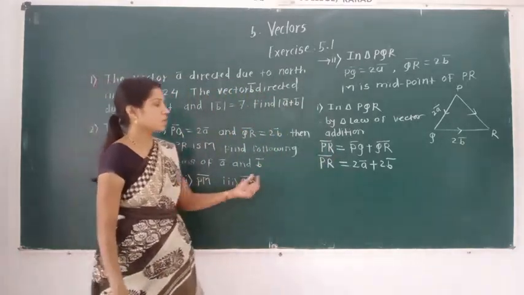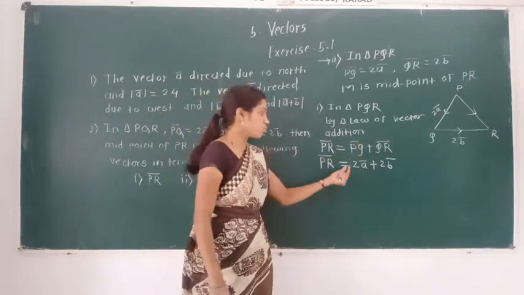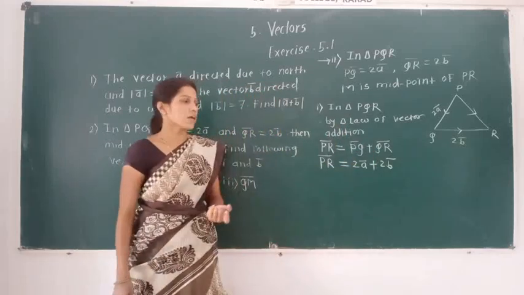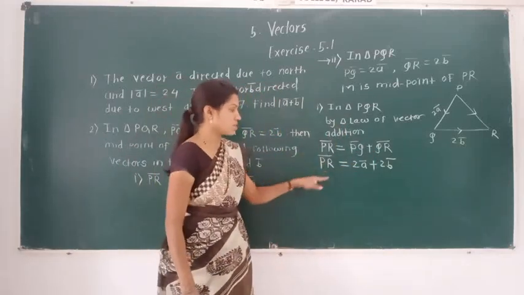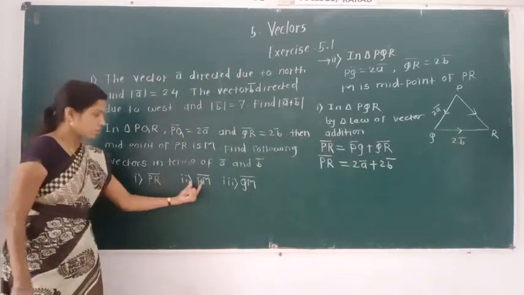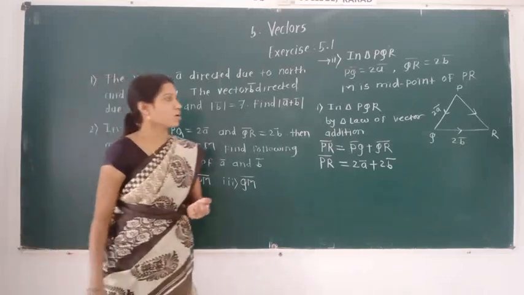But in the textbook there is a correction in this question. The answer given is 2a bar minus 2b bar. So the correct answer of PR bar is 2a bar plus 2b bar. Now let's see the second question, PM bar. Now how to find PM bar?